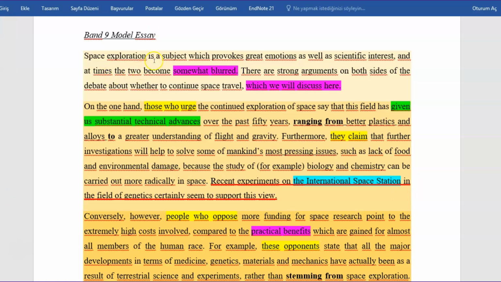Space exploration is a subject which provokes great emotions as well as scientific interest, and at times the two become somewhat blurred. There are strong arguments on both sides of the debate about whether to continue space travel, which we will discuss here. I'm showing the examiner what I'm doing here.